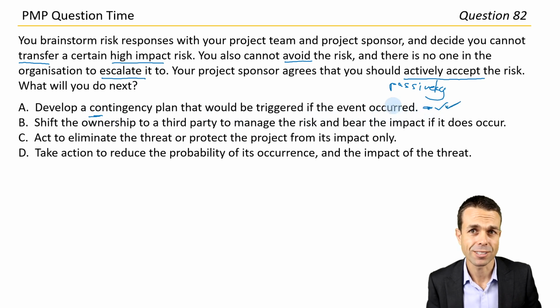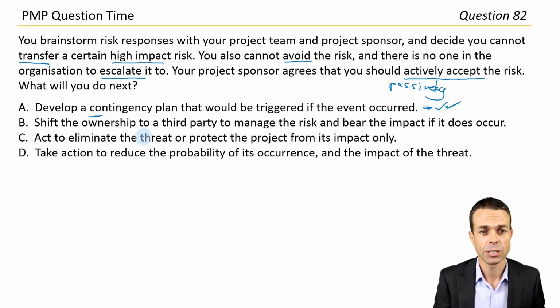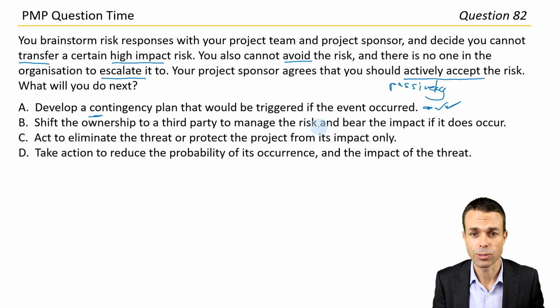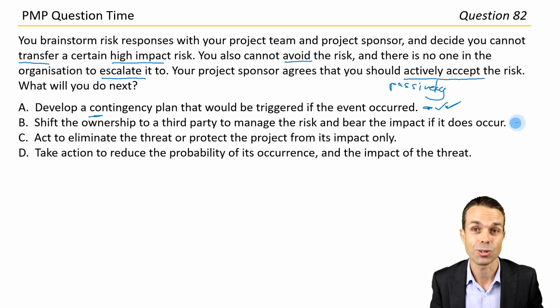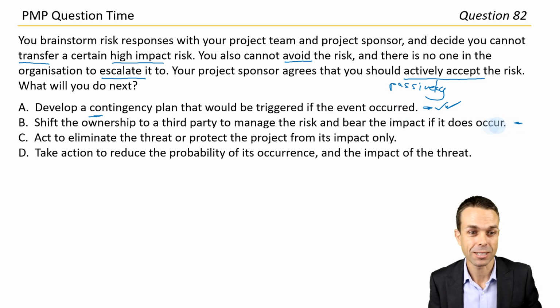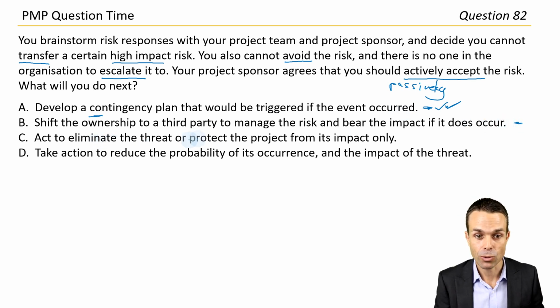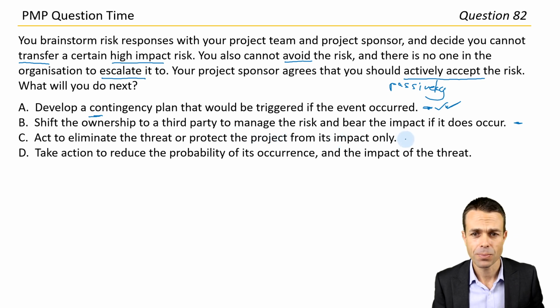Let's see what else we have just in case. Shift the ownership to a third party to manage the risk and bear the impact if it does occur. I think it said we couldn't transfer it, actually, but that is transferring the risk, so it's not actively accepting it. Act to eliminate the threat or protect the project from its impact only. Is that mitigating, I think, or mitigating the threat?